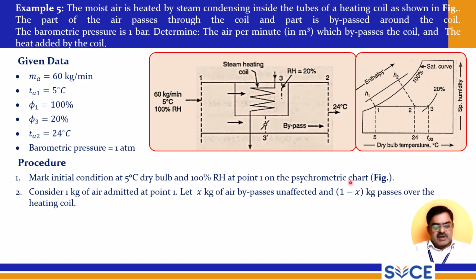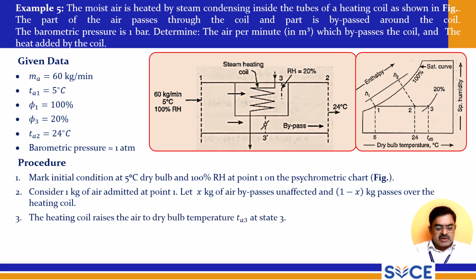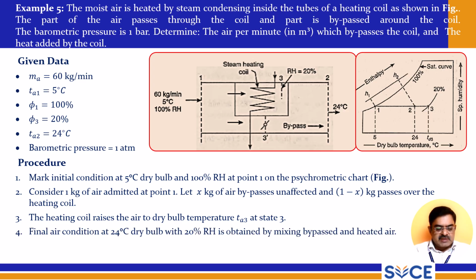Consider 1 kg of air admitted at point 1. Let x kg of air bypass unaffected and 1 minus x kg pass over the heating coil, and the heating coil raises the air to dry bulb temperature TA3 at state 3. Final air condition at 24 degrees Celsius dry bulb with 20% relative humidity is obtained by mixing the bypassed and heated air.